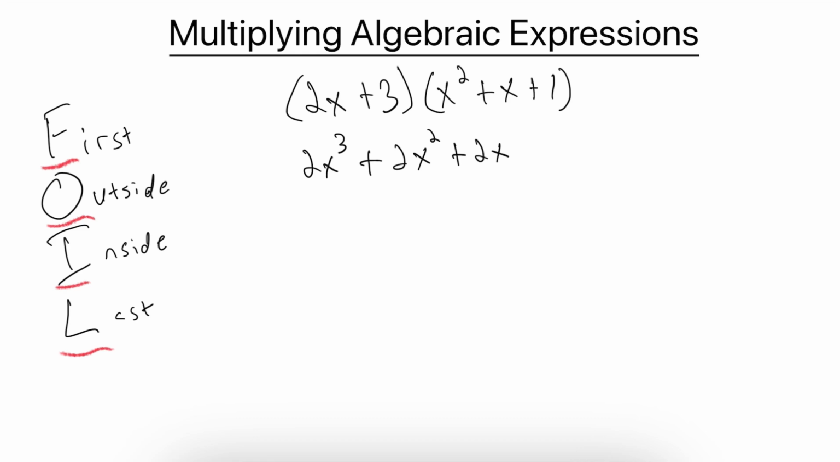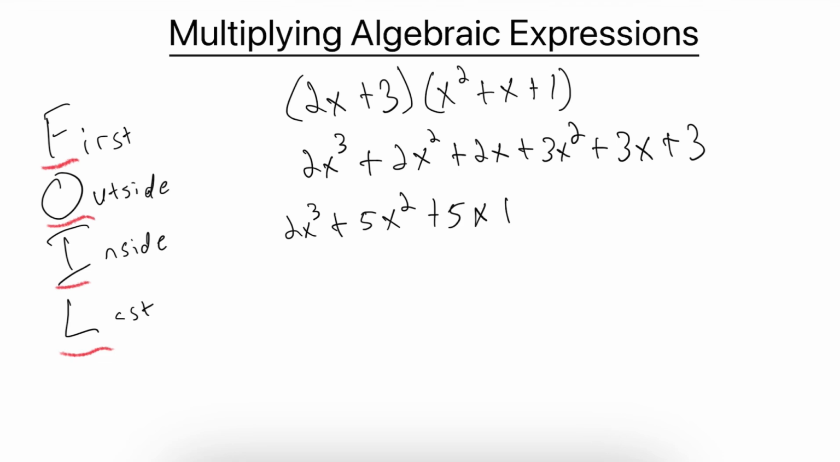Now on to the second term. We have 3 times x squared. So we have 3x squared. Plus 3 times x is 3x. And 3 times 1 is plus 3. So we'll group our terms. We have 2x cubed plus 5x squared plus 5x plus 3. And that's our final answer.